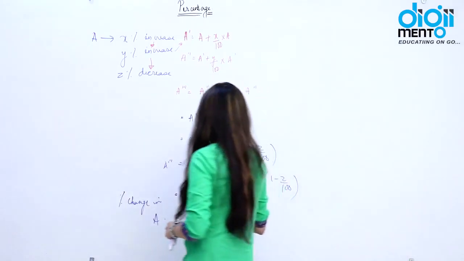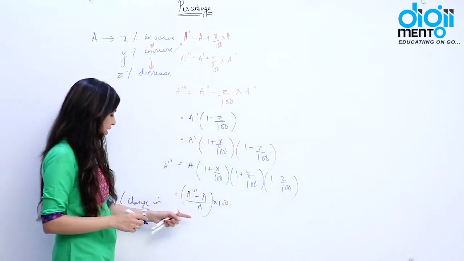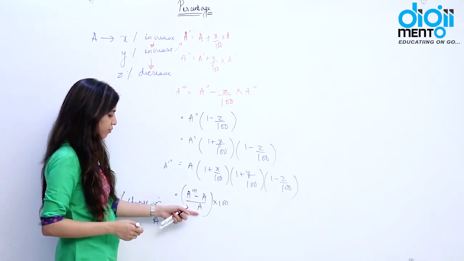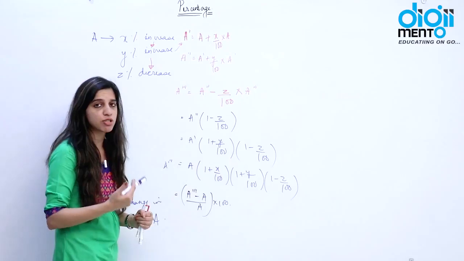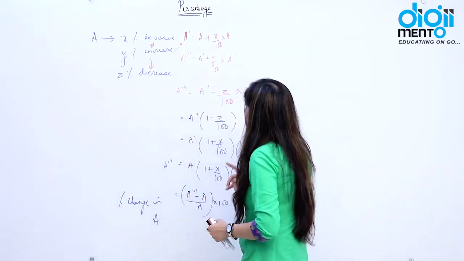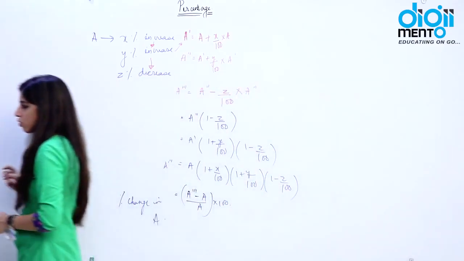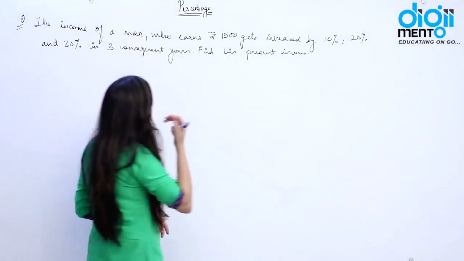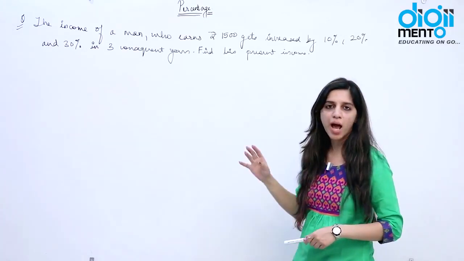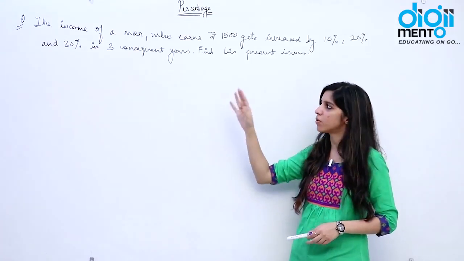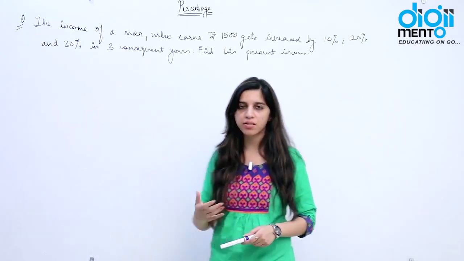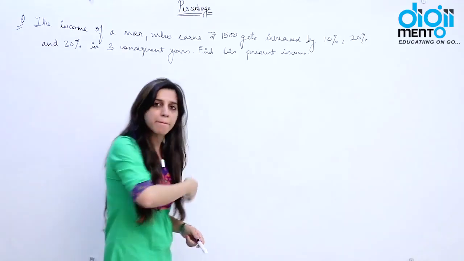So after you find the final value, you can just find the percentage change in A. The reference is A because we are finding with respect to A what value has it become, okay. We can take an example on this one also. So look at this example. There is a man who used to earn 1500. Now what happened? He got an increment of 10%, 20% and 30% in 3 consecutive years, right. So they are asking you to calculate his present income.